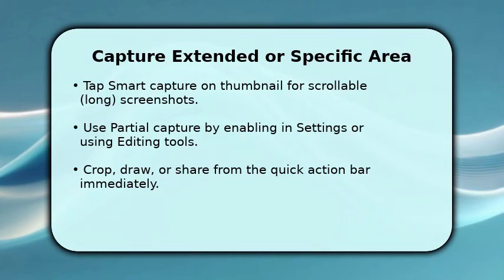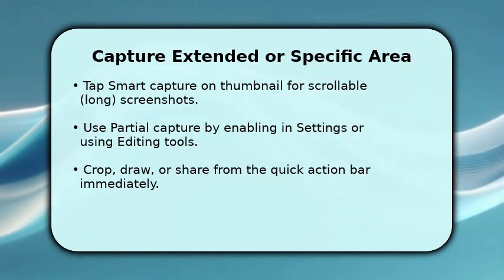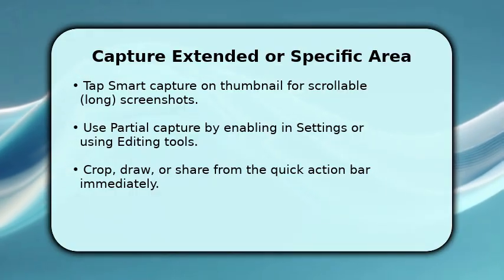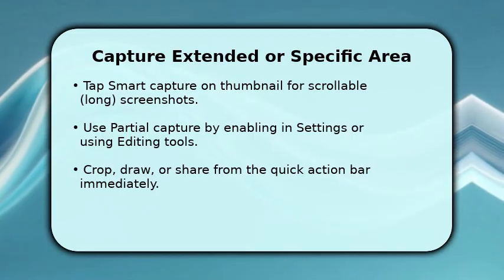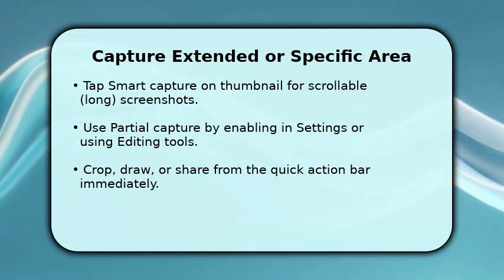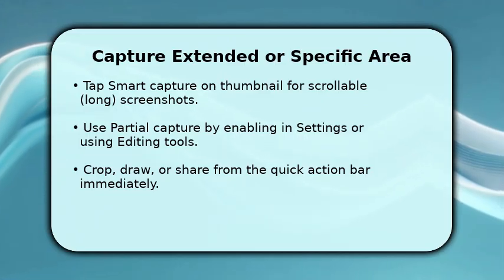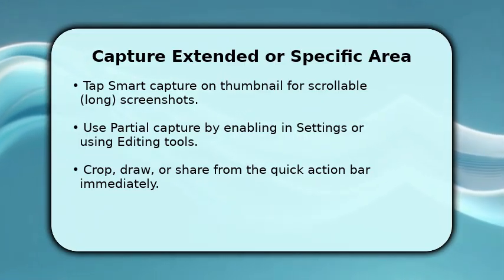If the page is long, tap Smart Capture on the thumbnail and then the scroll icon to stitch additional screen segments. Repeat until the end. For a precise region, open the Edit tool and choose Crop or use partial capture gestures if available. This saves only the area you need.